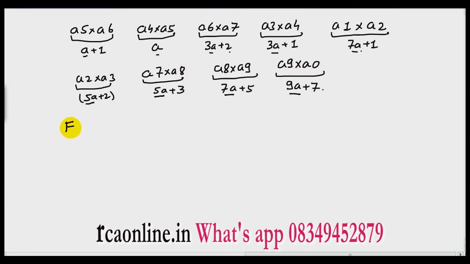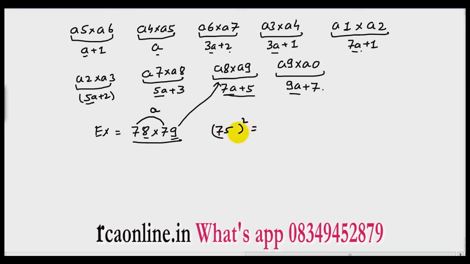So let us take one example of 78 multiplied by 79. So what is my example? 78 multiplied by 79. So what is 8 and 9? So I will refer to this pattern. What is a here? It is 7. So what will I do? I will find the square of 75, which I know is very easy. What is it? 7 into 8, 56, and 25.